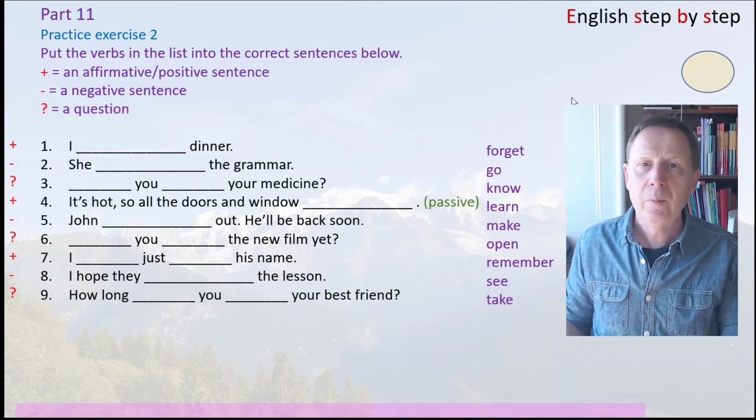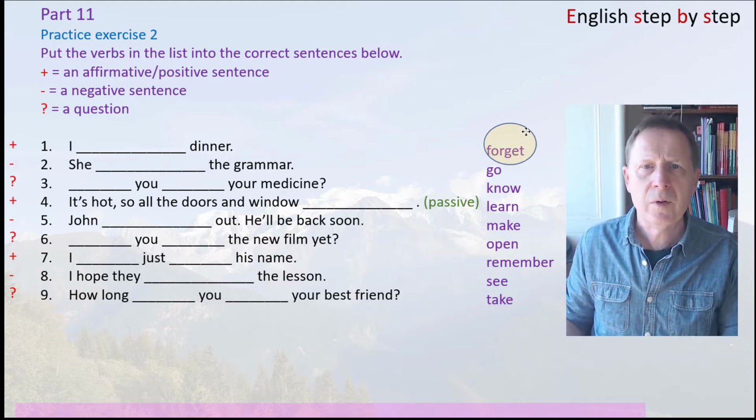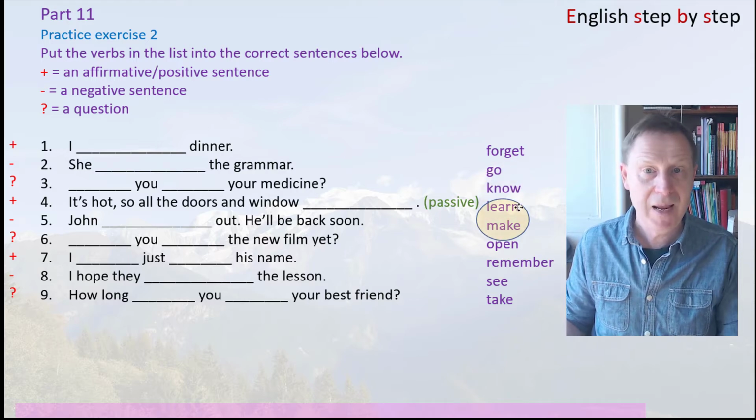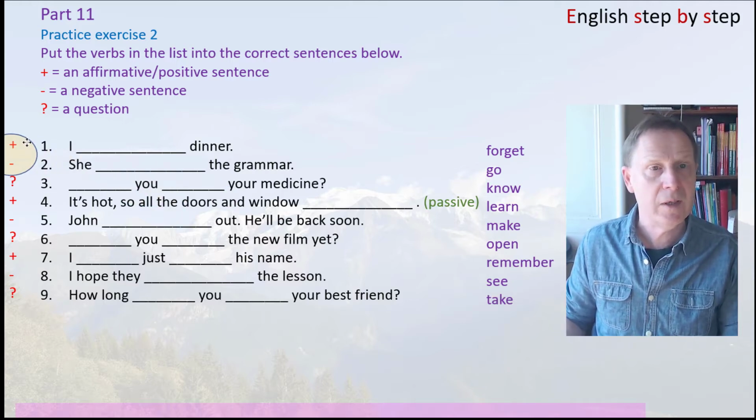And here we have practice exercise 2 with different verbs. Forget, go, know, learn, make, open, remember, see, and take. And again, the sentences are either affirmative or negative or questions.